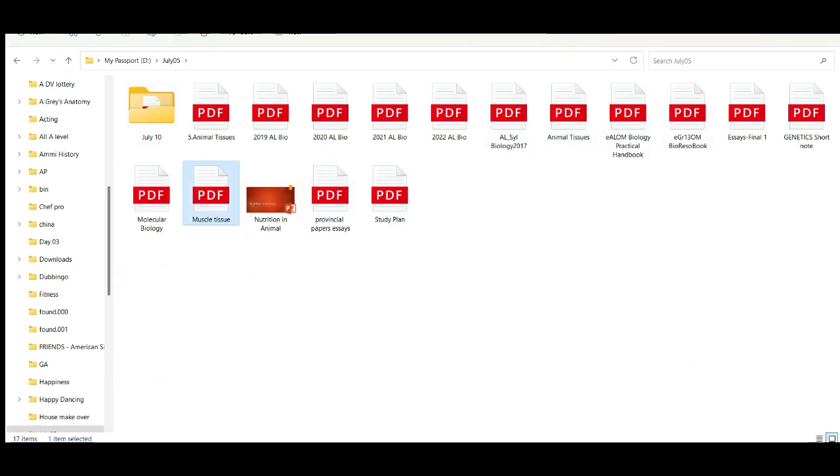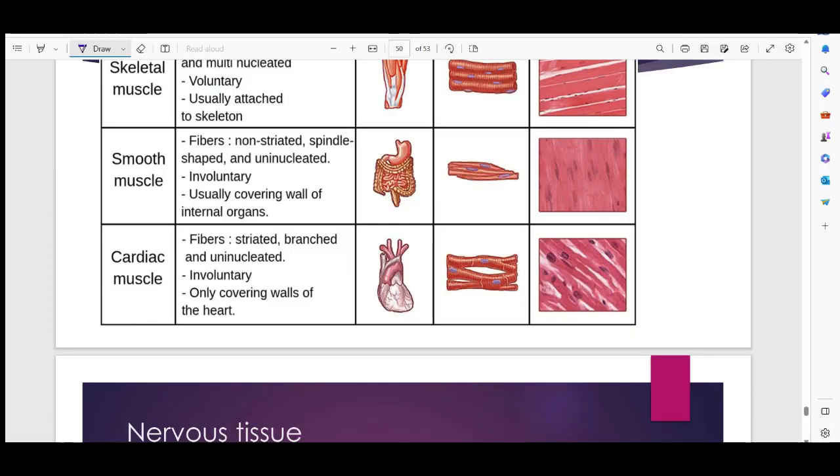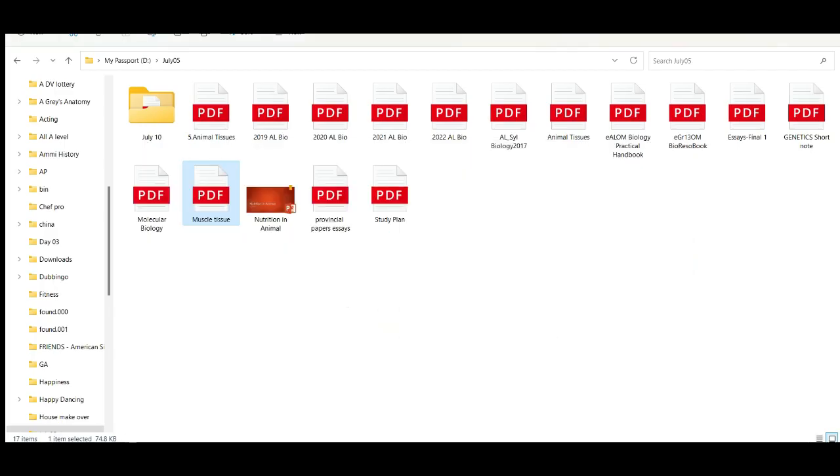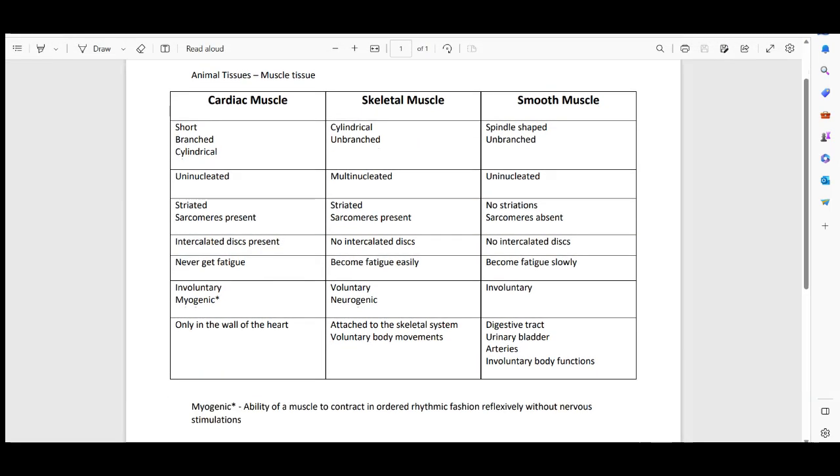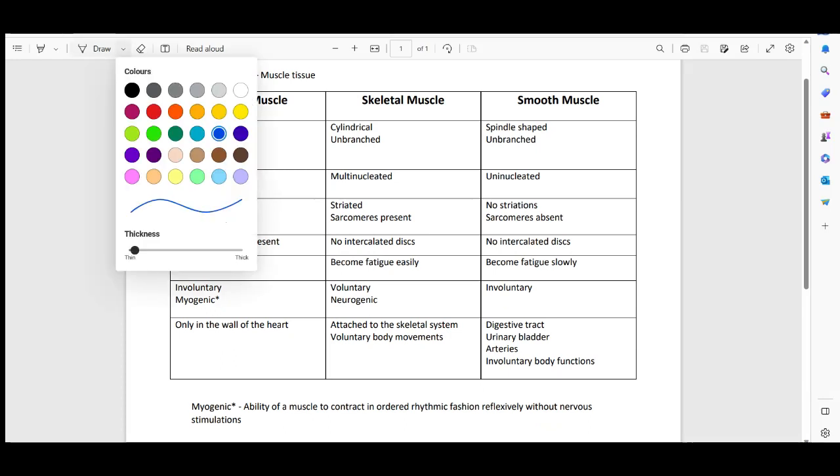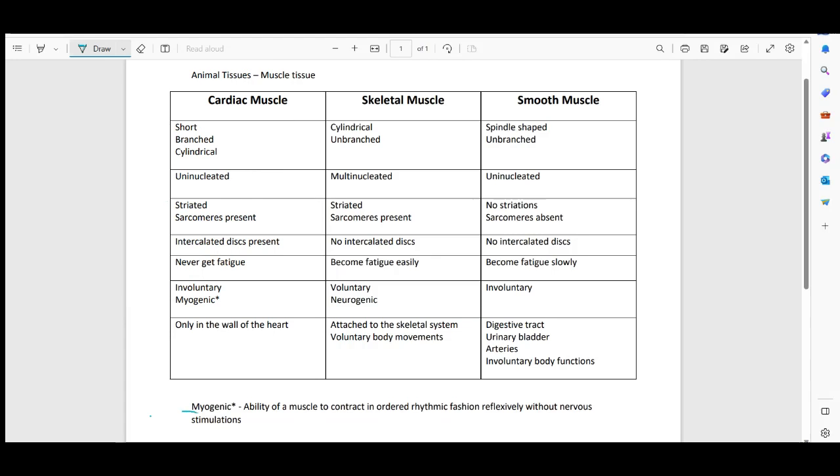Muscle tissue. So this is the chart that I prepared. I will send this to you. I mentioned something called myogenic. This word myogenic is very important. We'll be talking about this again in the circulatory system. It is the ability of a muscle to contract in an ordered rhythmic fashion, reflexively, without nervous stimulation. So this is something very unique. The brain is not giving signals to the heart; the heart is generating its own impulses and contracting.